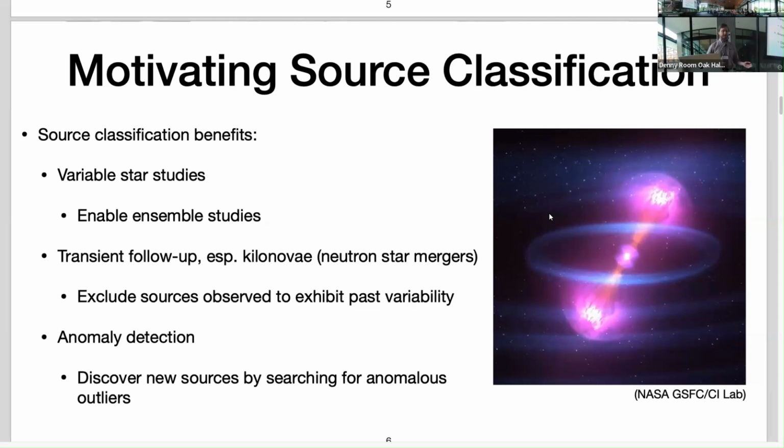And then source classification also benefits anomaly detection, because we can discover new kinds of sources when we search for the anomalous outliers among the different classifications that we get for the light curves.